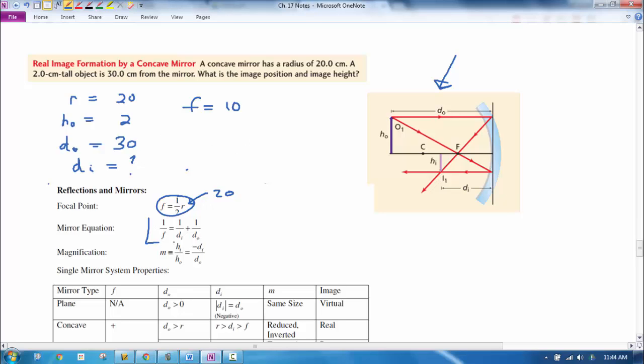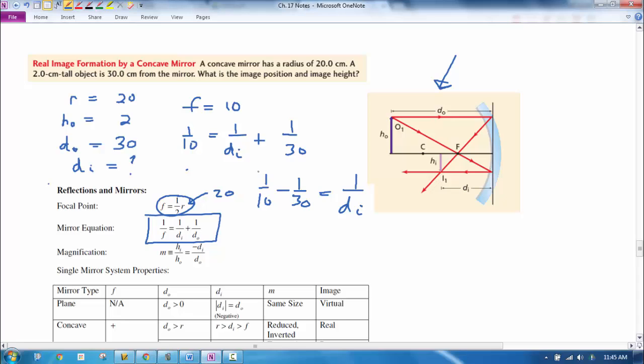Now we're going to use this equation right here because that gives us a relationship between focal point, 1 over 10 equals 1 over the distance to the image plus 1 over the distance to the object. So 1 over the distance to the image is what we're looking for, and the distance to the object is, in this case, 30. So this is the equation we're going to solve. We're going to subtract 1 over 30 from both sides, and this gives us 1 over distance to the image.